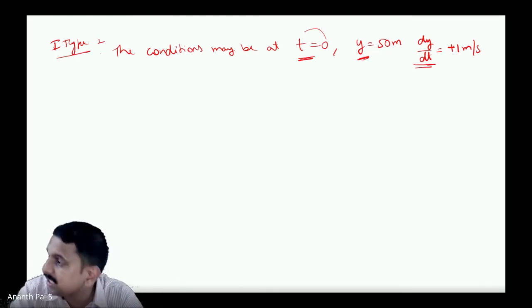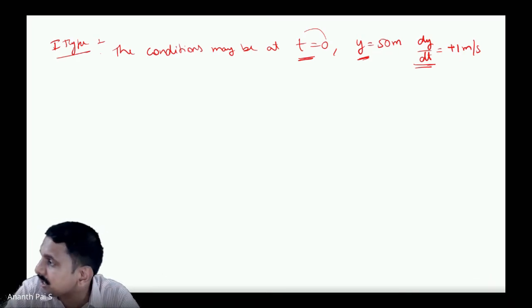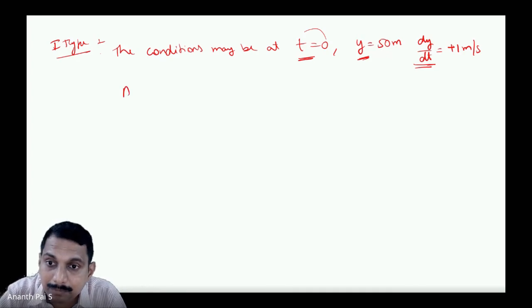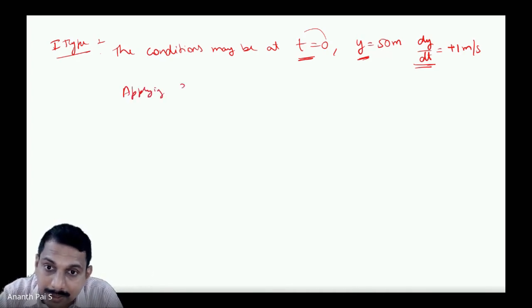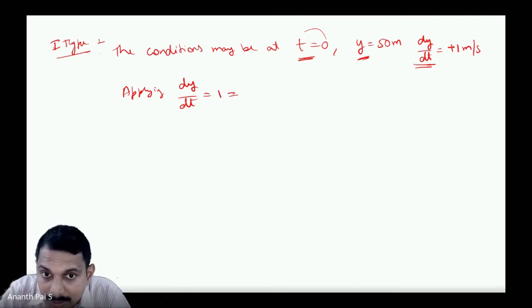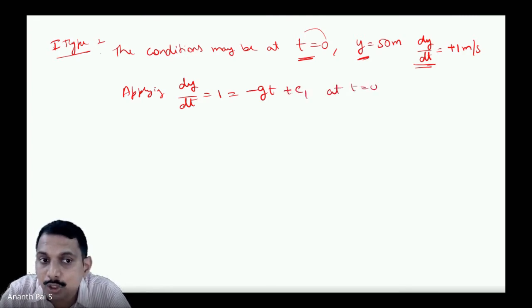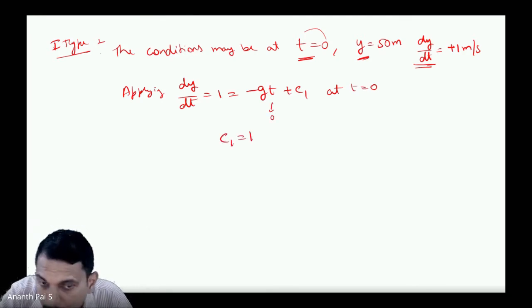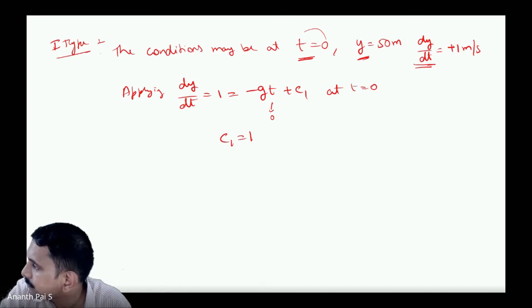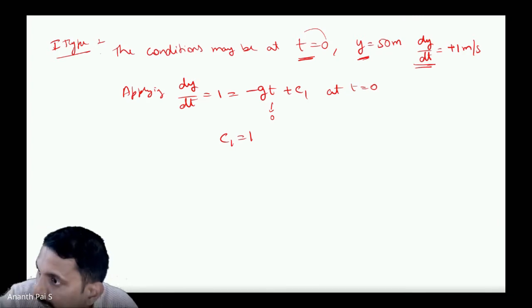So I can say this and I can find the arbitrary constants, is it not? Applying dy by dt is equal to 1. That is minus gt plus c1, at t equal to 0. That means t has to be 0. That means c1 is equal to 1. The condition is 1, correct?